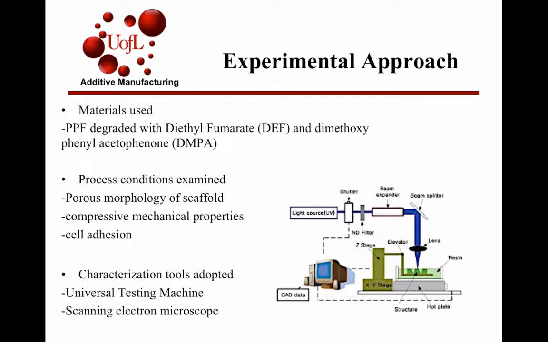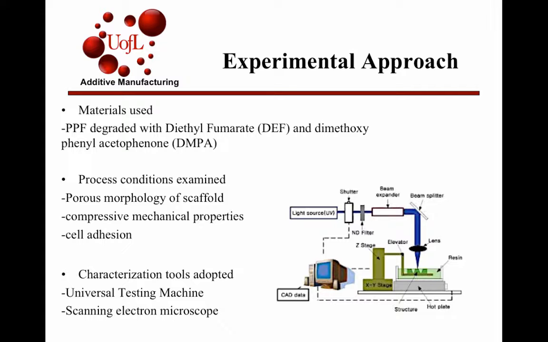PPF actually has too low of a viscosity to use by itself in an application like this, so they had to dilute it with DEF, and then they used a UV curable. They only used 4% DMPA just to get it to be UV curable, but they tried 25% and 50% DEF just to see which one had the more favorable characteristics. They ended up going with the 50-50%. It was able to make a more accurate scaffold.